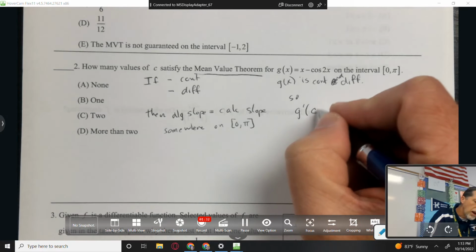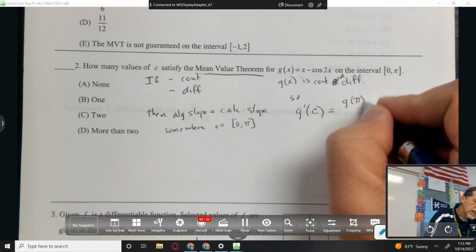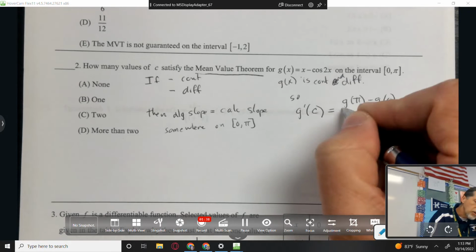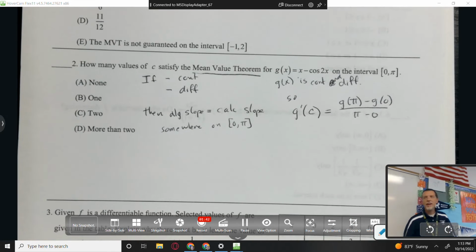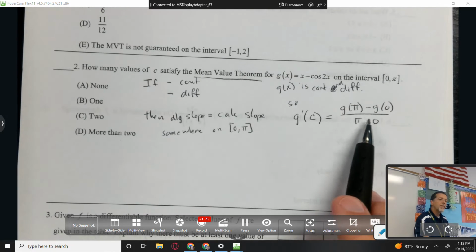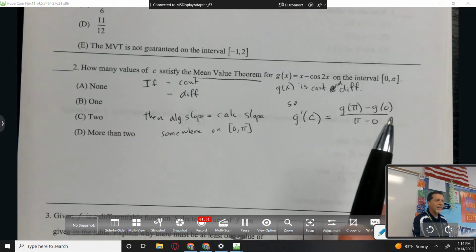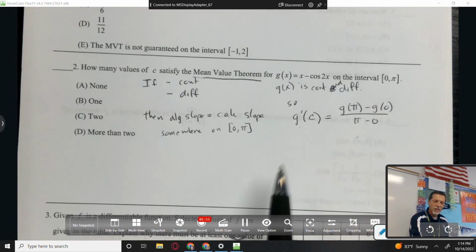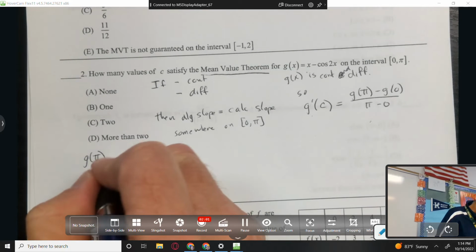So g prime at c, and c is what we're trying to find, is equal to the algebra slope. There's a couple pieces going on. I've got to find all the algebra pieces correctly, then take a derivative correctly, set it equal to my correct algebra slope, and do the algebra from there correctly. There's a lot of places to make mistakes. So let's start with the algebra side of things.